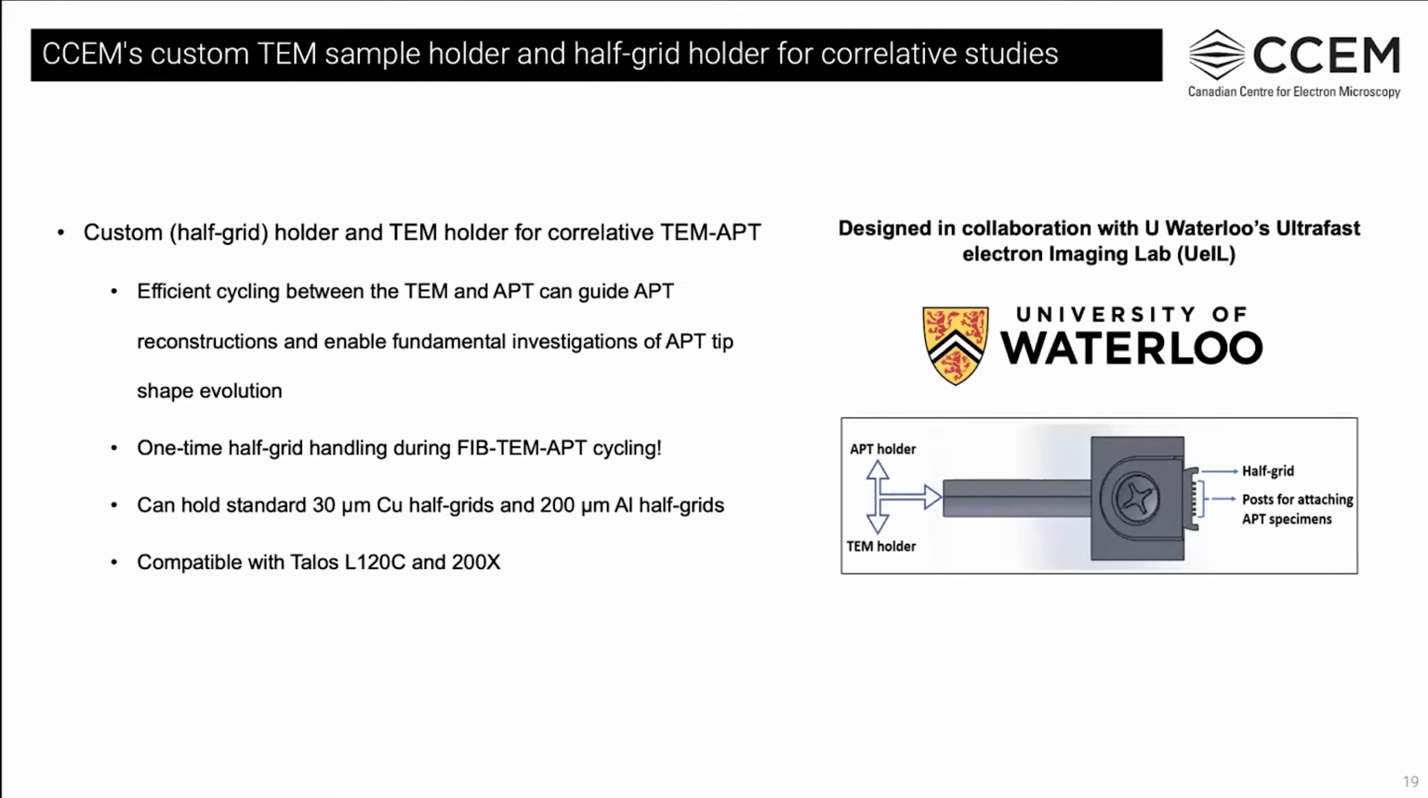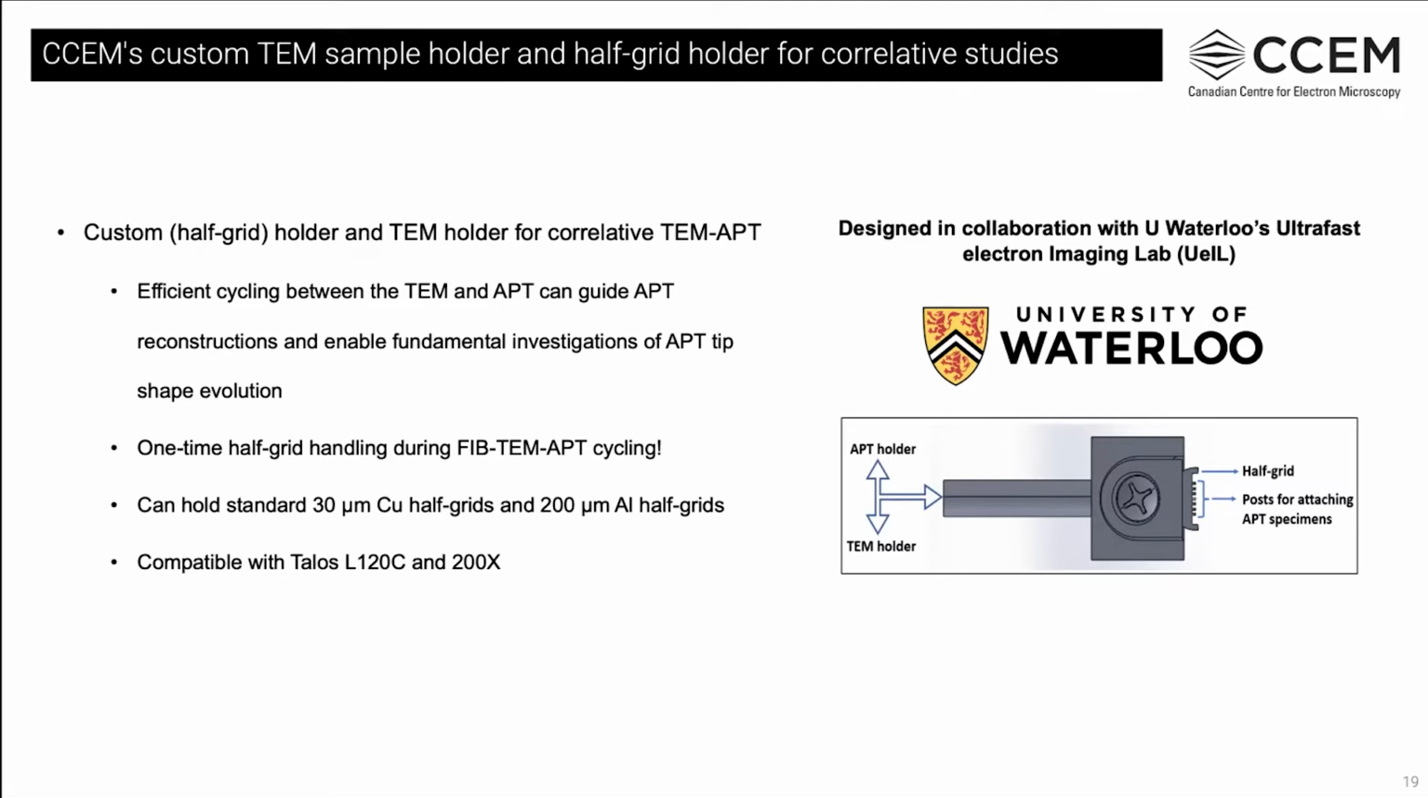To overcome the challenge of transferring specimens between instruments, we worked with the Ultrafast Electron Imaging Lab at the University of Waterloo to design and manufacture a custom half-grid holder for this correlative work. Where it shines is that it allows for efficient cycling between our Talos 120 and Talos 200 TEMs, our FIBs, and our LEAP without having to touch the half-grid during transfer, which greatly reduces the risk of damaging our sample. It can also hold a range of half-grid sizes, from a standard 30 micron copper grid up to custom, thicker 200 micron grids, which I can tell you more about in a bit.